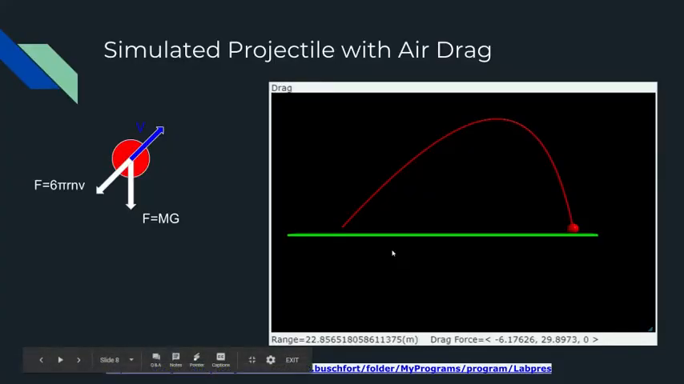Simulated projectile with air drag. On the left hand side we have our free body diagram. As you can see, our projectile has 2 forces acting on it. The first one, acting downwards, is its weight, which is its mass times gravity. The second is the frictional force caused by Stokes' law, which is 6 pi r times the viscosity times its velocity. And the frictional force always acts in the opposite direction of motion. And because its direction of motion is constantly changing, the frictional force is also constantly changing direction.